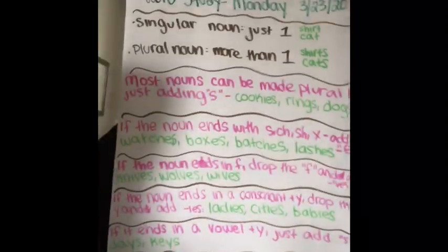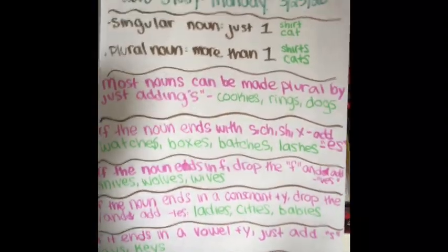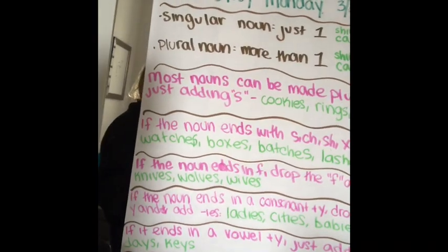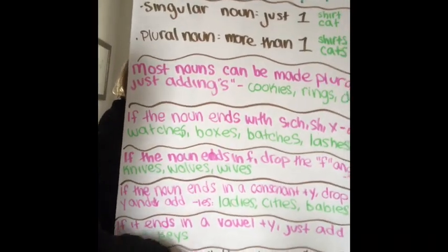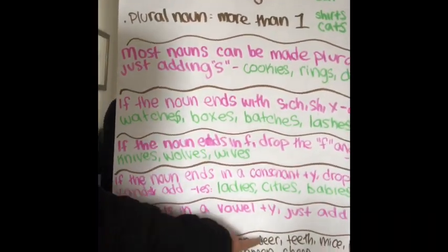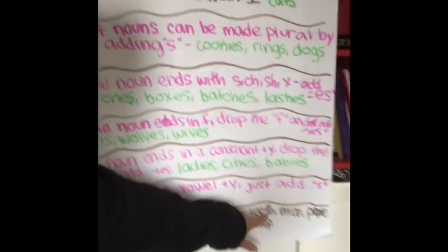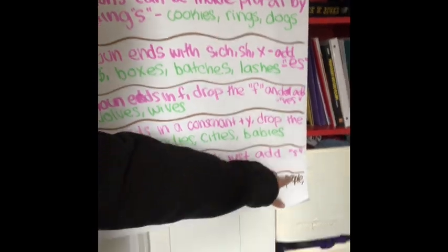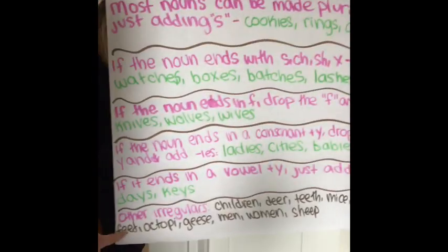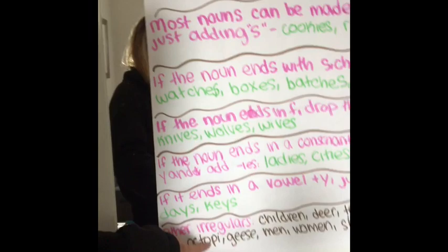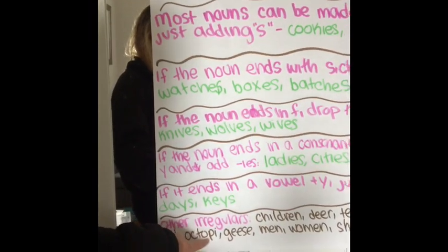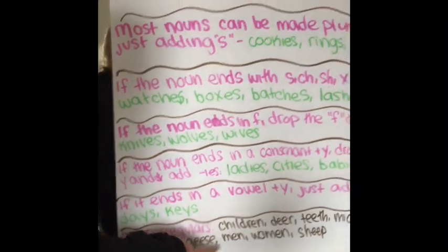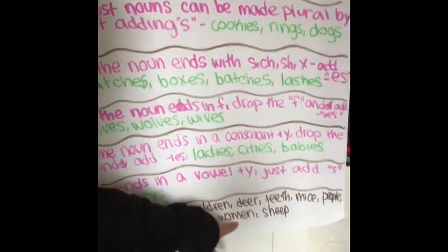Fortunately, it usually will sound weird in your head if you don't pick the irregular word. So these are just called other irregular plurals. Child becomes children, deer stays deer. Tooth becomes teeth, mouse becomes mice, person becomes people, foot becomes feet, octopus or cactus becomes octopi or cacti, goose becomes geese, man becomes men, woman becomes women, sheep stays sheep.